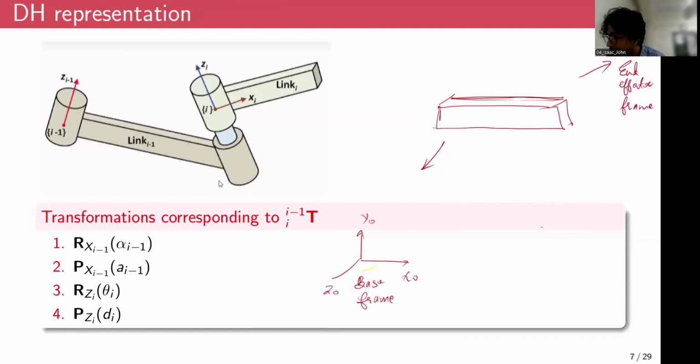Right? So the extremities of this link are called the proximal end, PROXIMAL, and the other extremity is called the distal end, right? So the end that is nearer to the base, we call it the proximal end, and the end that is nearer to the end effector, we call it the distal end, DISTAL.